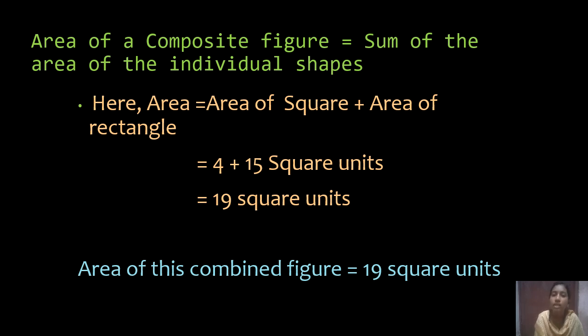Here, what is the area of the composite figure? It is the area of a square plus the area of a rectangle. Those are the shapes we have separated. So what is the area of a square? The area of the square is found to be 4 and the area of the rectangle is found to be 15. Therefore 4 plus 15, which gives 19. Therefore, the area of this combined figure is equal to 19 square units.